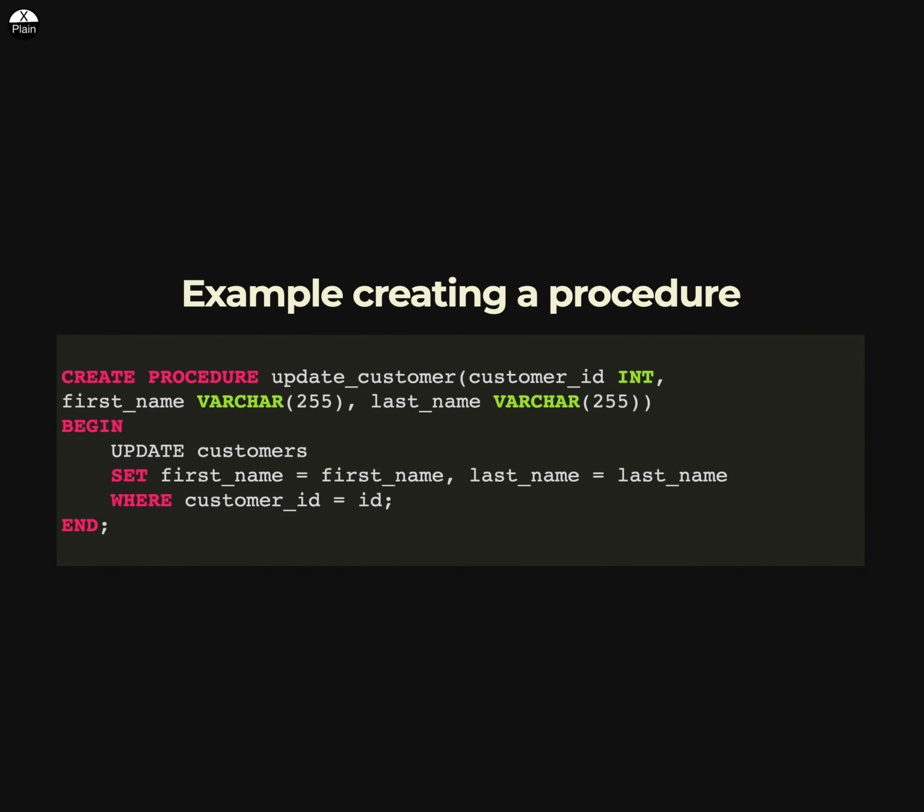Here is an example of creating a procedure in SQL. This procedure takes a customer ID, first name, and last name as input and updates the first name and last name for the customer with a matching customer ID in the customers table.